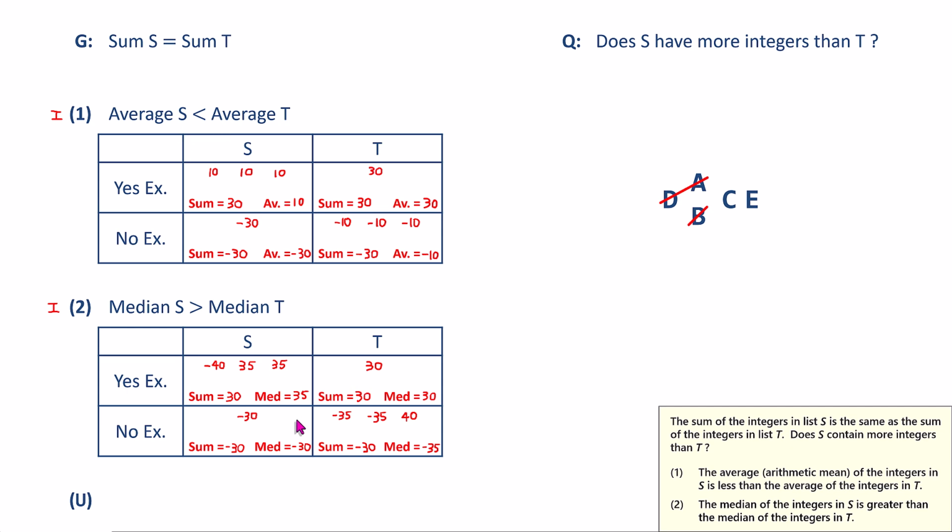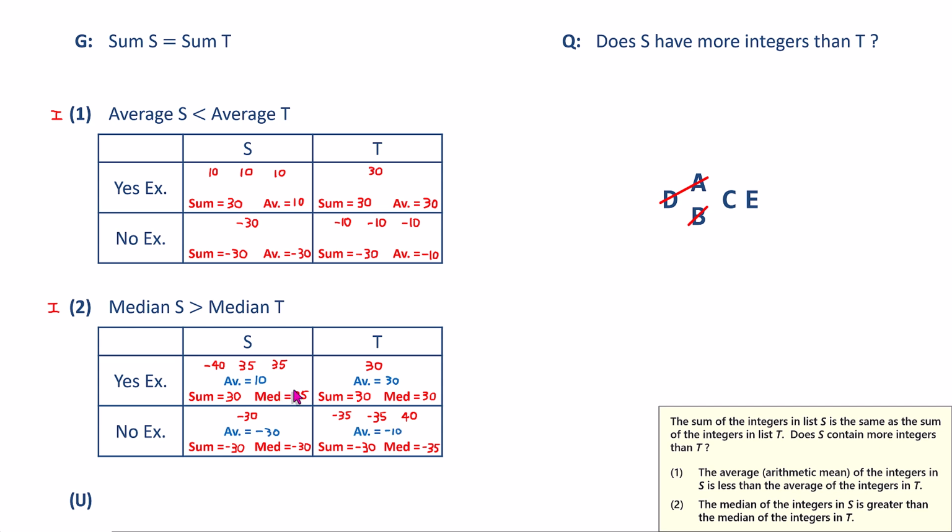So let's figure out the averages to see if this is true. Here in the yes example, list S has a sum of 30 and has 3 members, so the average is going to be 30 divided by 3, which is 10, and list T has a sum of 30 but just 1 member, so the average is 30. As for the no example, the sum of list S is negative 30, and there's just 1 member, so the average is negative 30. And the sum of list T is also negative 30, but there are 3 members, so the average is negative 10.